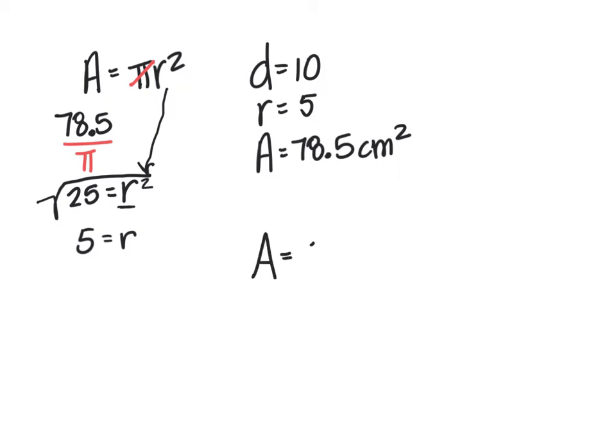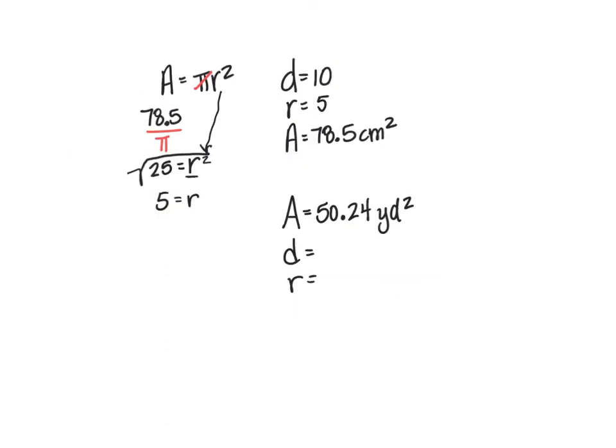If the area is 50.24 square yards, find the diameter, find the radius. All right, what are we going to write down first? 50.24. Or A equals pi r squared. A equals pi r squared, then what?